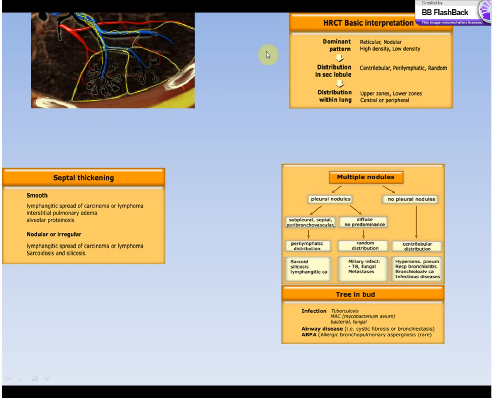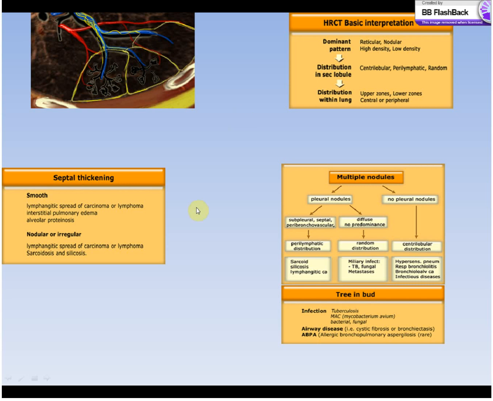So the first step is to look for the dominant pattern: reticular/septal, nodular, high density or low density. To look at the distribution of where the changes are in the secondary lobule, specifically helpful for nodules. And then to help narrow the differential even further, even without knowing the history, to understand the distribution. Is it upper or lower, central or peripheral?